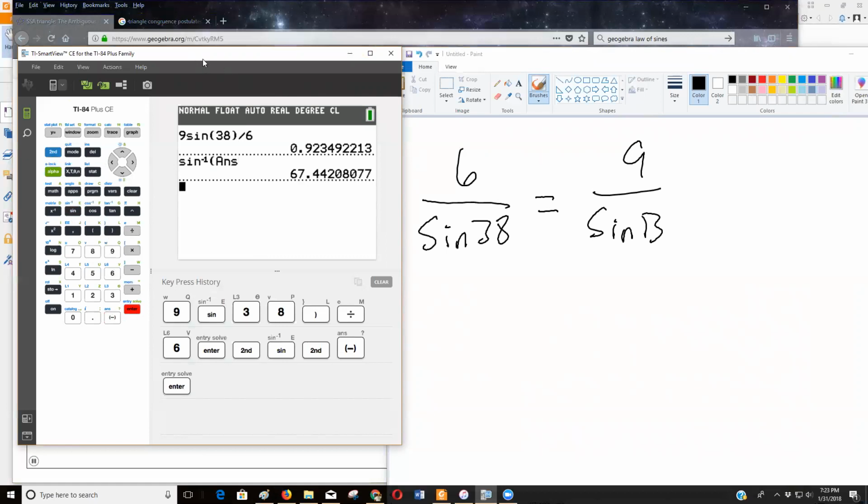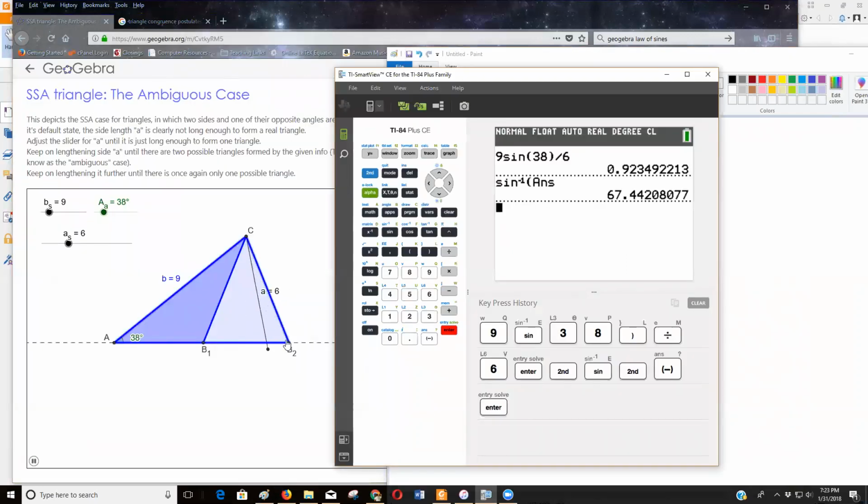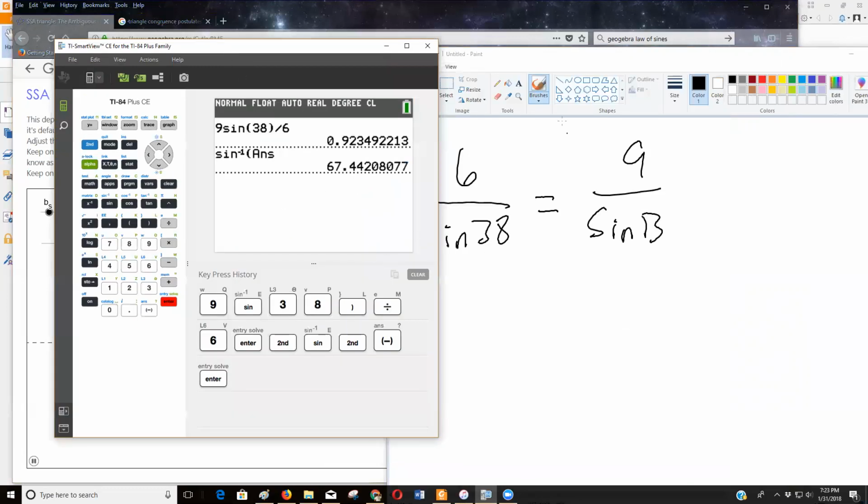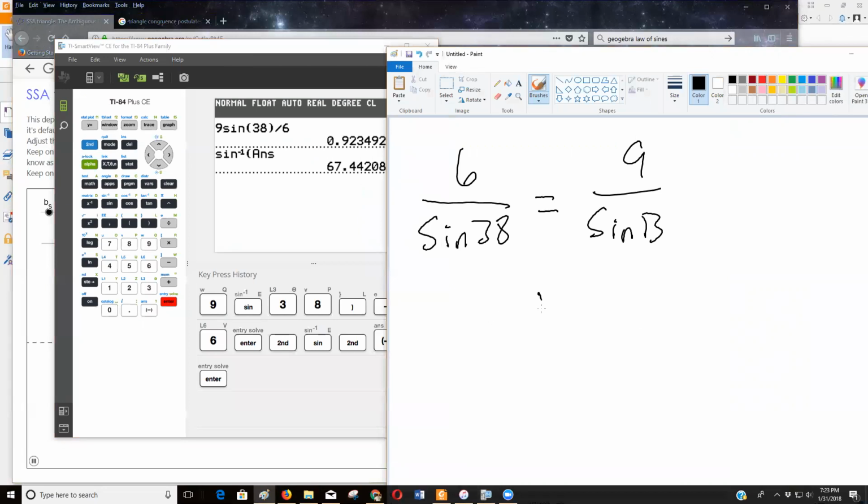Well, because this is a side side angle, and you can see what's happening with the sketch, it looks like there are 2 possible triangles. So that tells me there must be two angles that have that same sine. And what I want you to think about is the unit circle. Here's that 67 degree angle, 67.4 degrees.